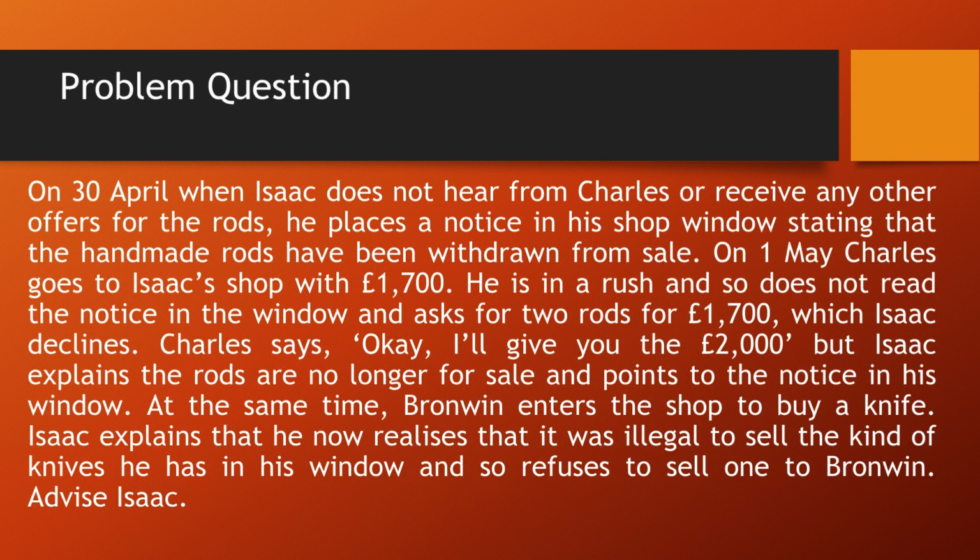At the same time, Bronwyn enters the shop to buy a knife. Isaac explains that he now realizes that it was illegal to sell the kind of knives he has in his window, and so refuses to sell one to Bronwyn.